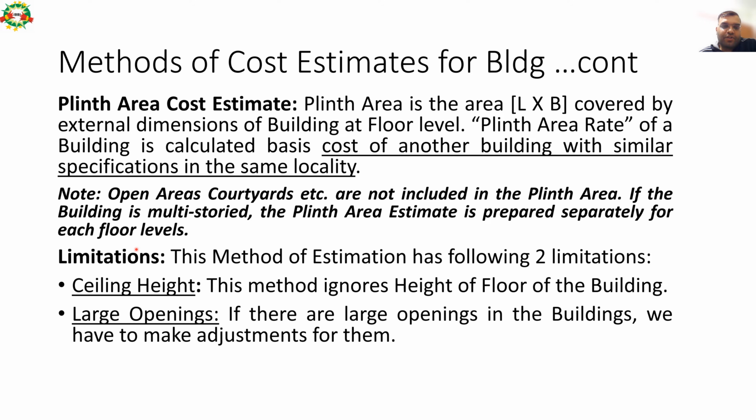There are certain limitations of this method as well. This method of estimation has the following 2 limitations. Number 1, ceiling height. This method ignores the height of the floor of the building, since the estimate is based on the plinth area, which is length into breadth. So if we are comparing 2 buildings of similar specifications in the same locality but with different heights, say one building has a roof height of 10 feet and the other has a roof height of 12 feet, then if we use this method, our estimation will be equal. It will not take into consideration the height of the 2 buildings.